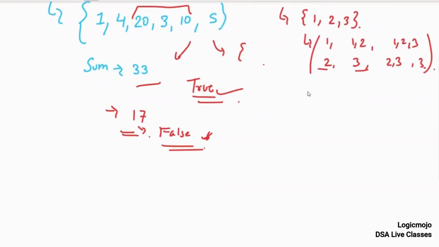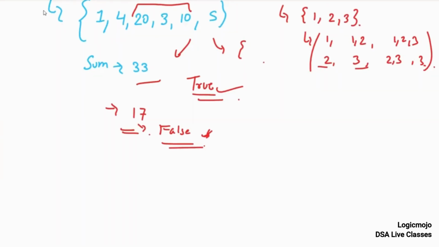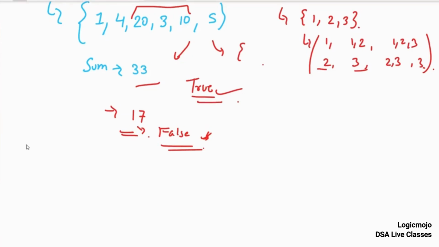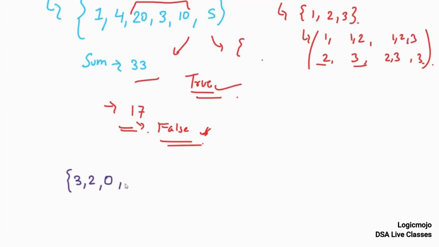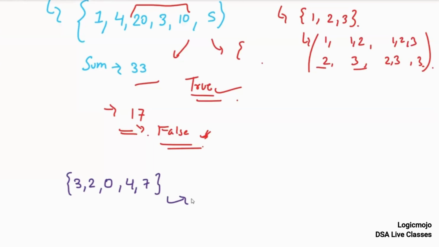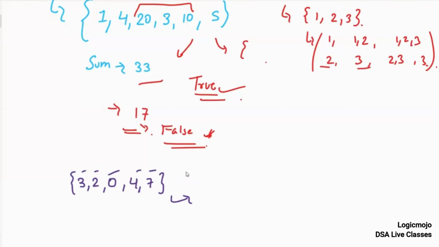So yeah, let us go ahead with the solution. Let's first discuss the naive approach. How are we thinking to solve it? Let us take one more example. Let us say we have 3, 2, 0, 4, 7. Now, what can we do out of it? We will find all the possible subarrays starting from these elements, and we'll see whether any of their sum is equal to the given sum or not.